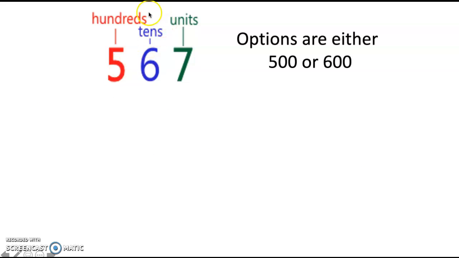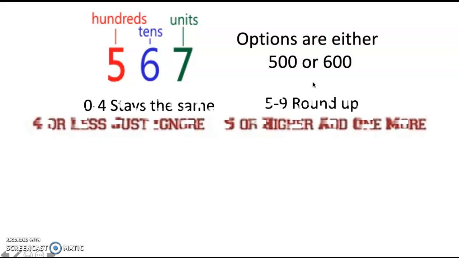As we're rounding to the nearest hundred, we want to look at the tens column. When we're rounding, we always want to look to the column that is right of the number that we're rounding to. So just like when we had the tens, we were looking at the units to determine the nearest 10, and now for the nearest hundred, we're looking to the tens place. So for our options here, it's either 500 or 600 as the nearest hundred.